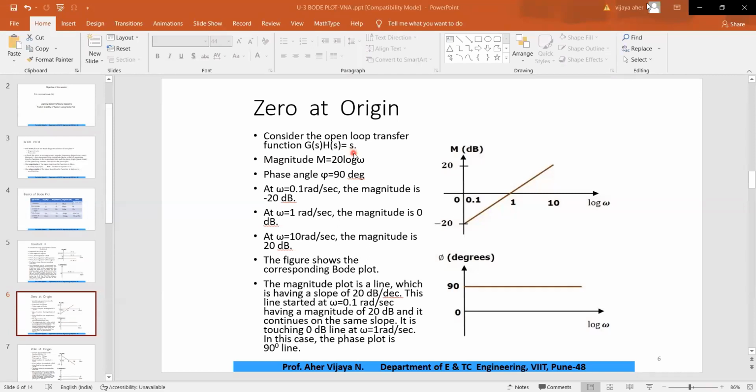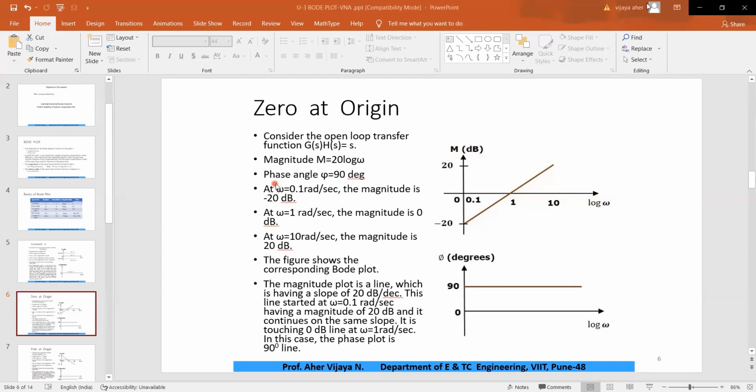How to find magnitude? Magnitude, capital M, is equal to 20 log of omega, because in the frequency domain you have to replace s by j omega. So take log of omega to the base 10. So magnitude is equal to 20 log of omega to the base 10. For different values of omega, you will get the magnitude, right?